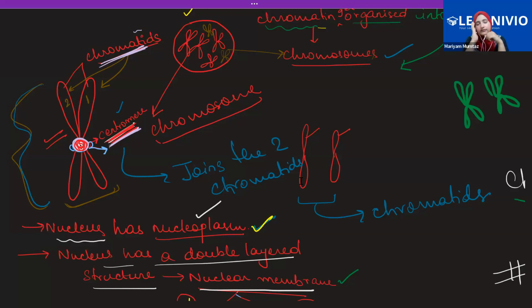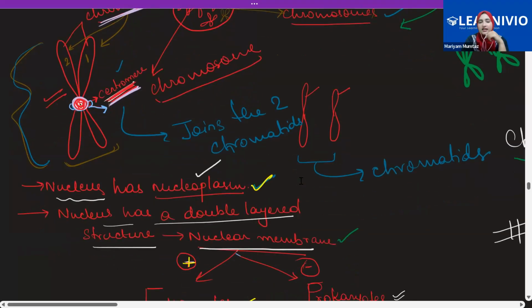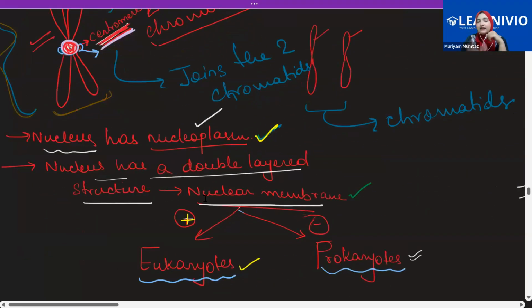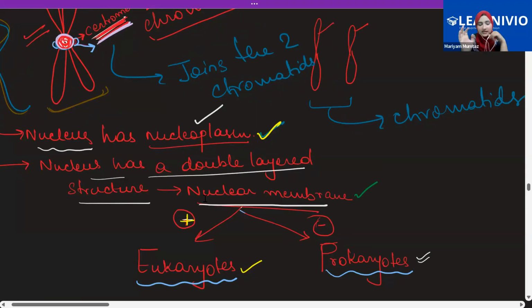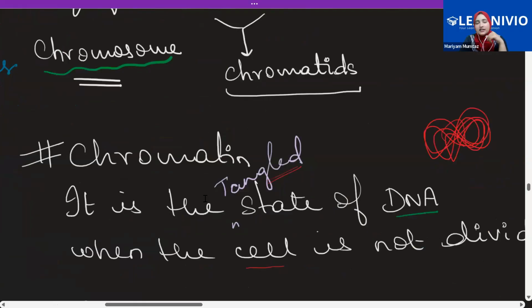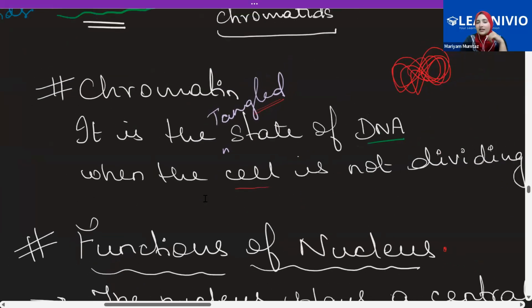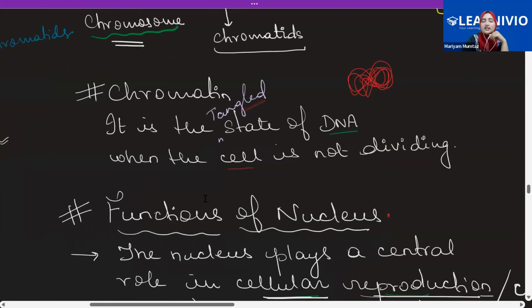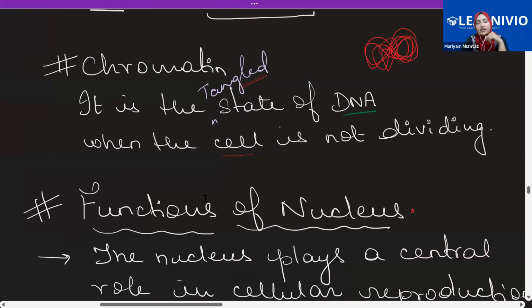All right. So now, present inside the nucleus is the nucleoplasm. It's a fluid-like substance that is present inside the nucleus. Now let us look at chromatin. It is the tangled state of DNA whenever the cell is not dividing.